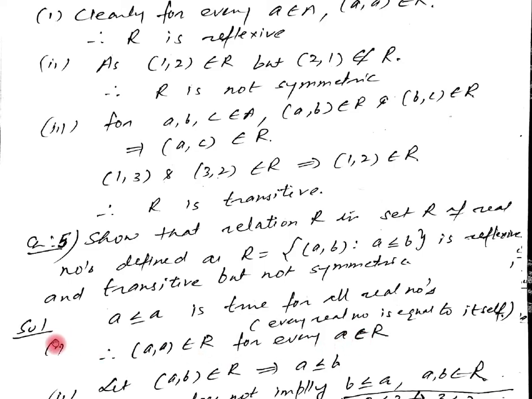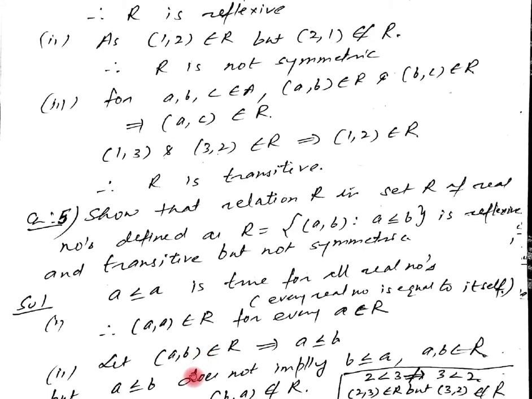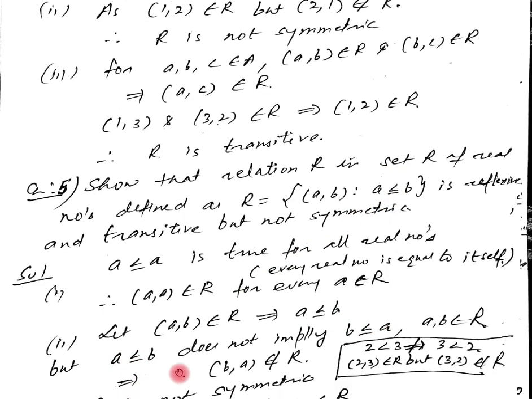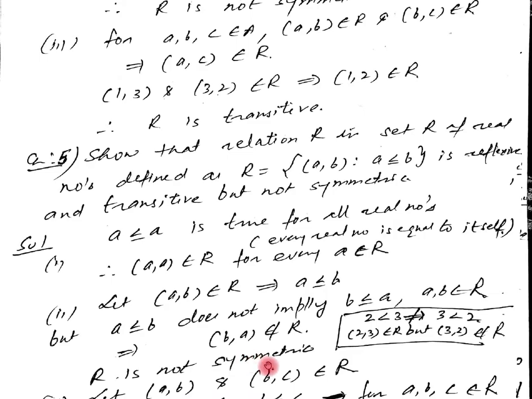So it is reflexive. Similarly for the symmetry, now let (a, b) belong to R. This implies a ≤ b. But a ≤ b does not imply b ≤ a. If a is less than b, then b cannot be less than or equal to a. It means if (a, b) belongs to R, (b, a) does not belong to R. You can also quote an example. Therefore, R is not symmetric.